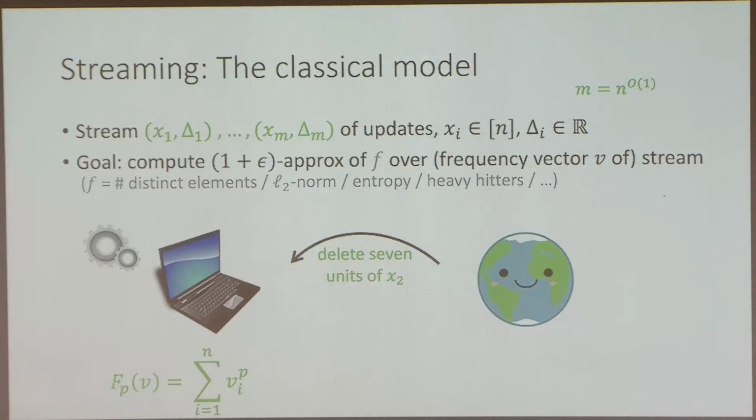And one type of functions that we will be interested in are the F_p moments. For example, the number of distinct elements is the F_0 moment. It's defined like this. And the Euclidean norm is the square root of the F_2 moment. So F_0 and F_2 are two basic functions that we will be interested in throughout the talk.